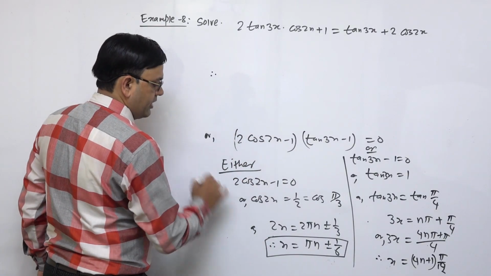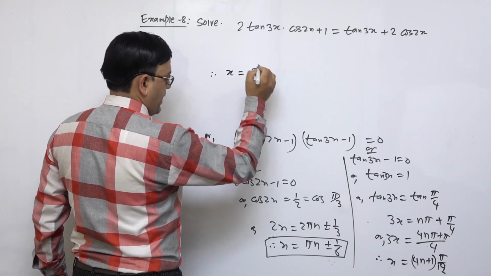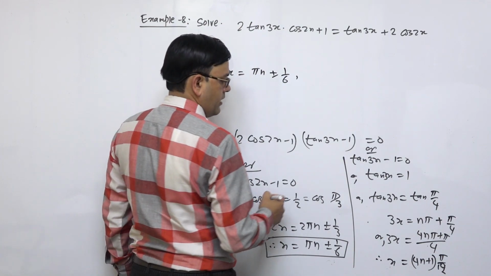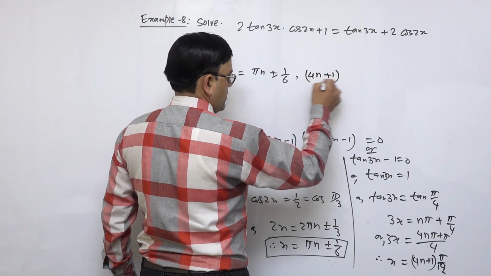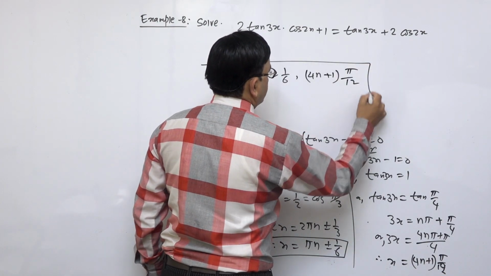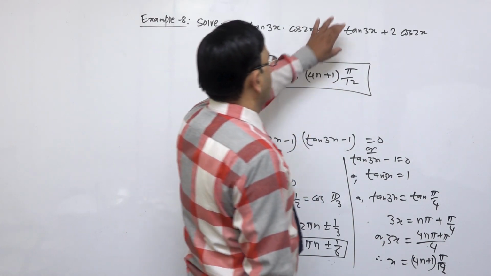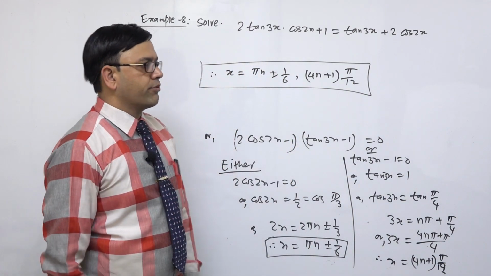Therefore the combination of these two is x is equal to pi n plus minus pi by 6, and another one is 4n plus 1 times pi by 12, which is the required solution of our question. Students, there is no boundary on x, so this is the required solution of our question.